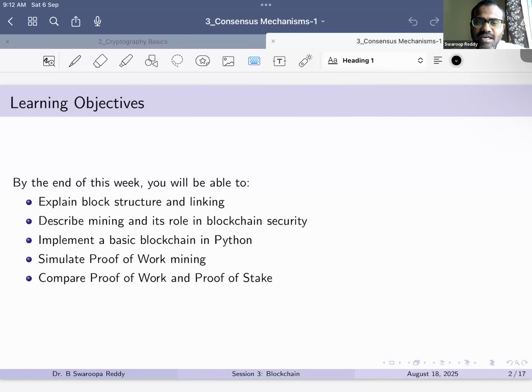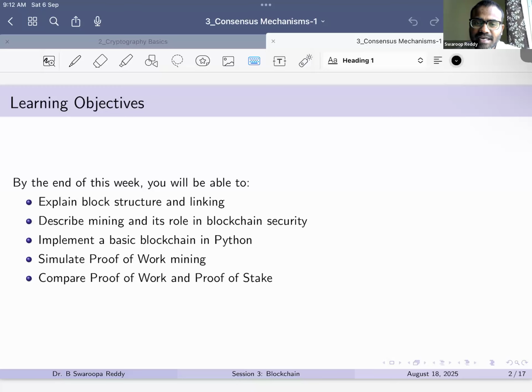Here the key concepts explain block structure and linking. So we will discuss the block structure and also how the blocks are linked to each other in the blockchain. Next, we will discuss the mining process in the blockchain, which provides the security to add the transactions to the blockchain. And also we will see some basic Python at the end, and we will simulate the proof of work mining process.